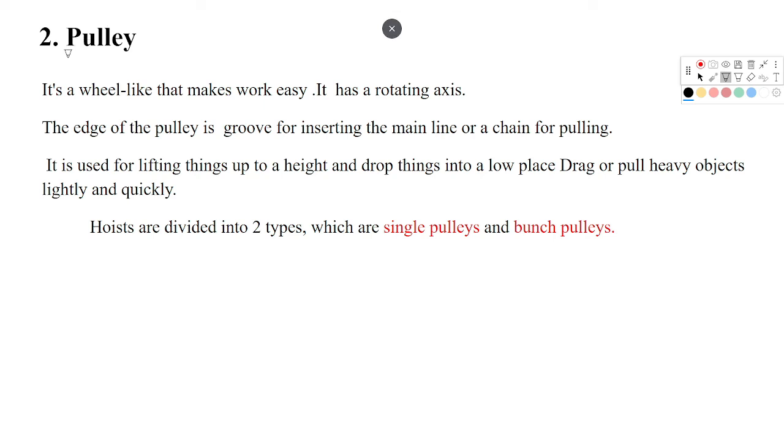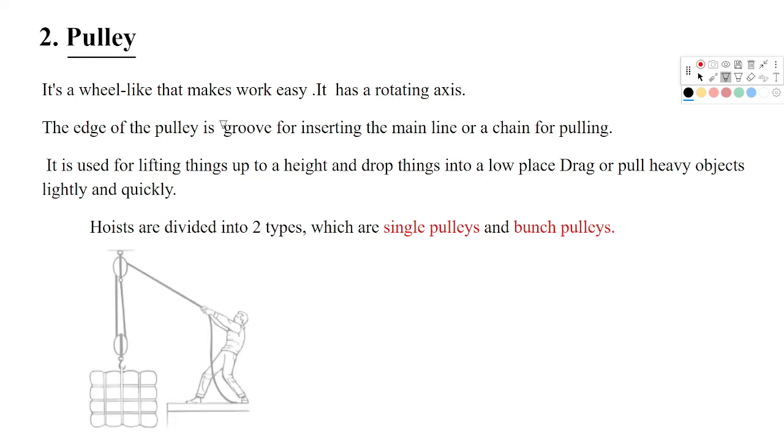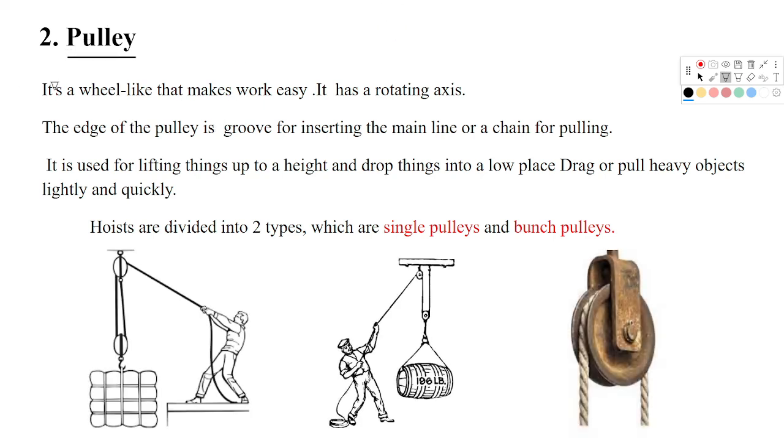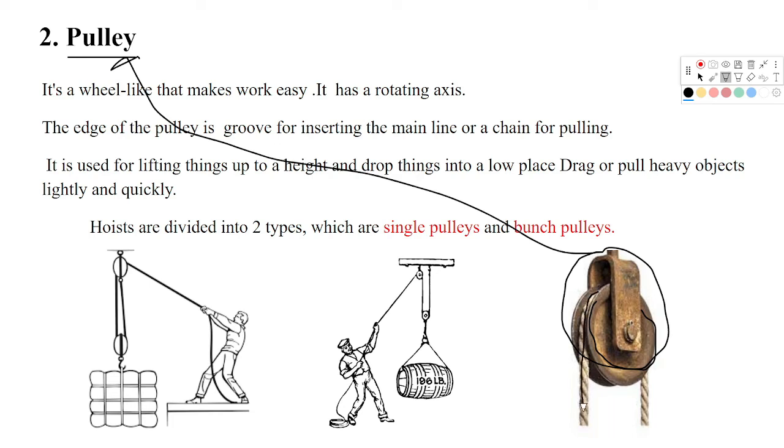Number two, we have a pulley. Let me show you a picture of a pulley. It is a wheel that makes work easy. This is a pulley over here. It makes work easy, and it has a rotating axis. The edge of the pulley is grooved for inserting the main line. So this is the line, this one here.